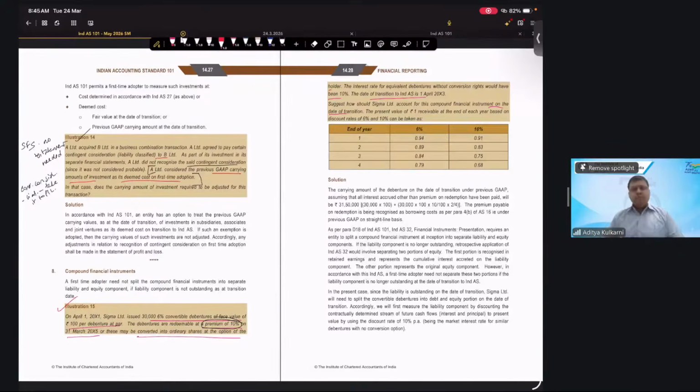Sir, I got on date of transition the liability amount is 30 lakh 27,666. Yes, that's right, 30 lakh 27,666. So what is the entry that you would be passing on the date of transition?